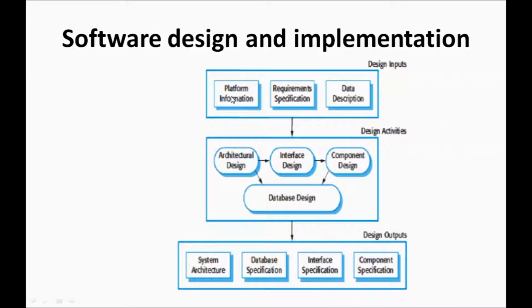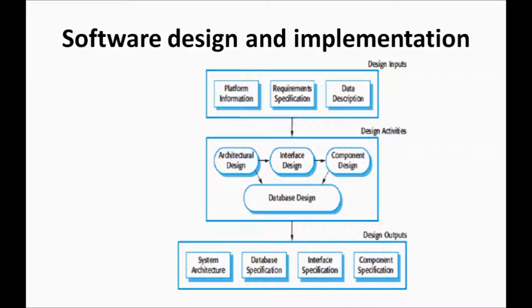Not only that, platform information is also needed. Platform information means while designing you have to consider which OS you are using, whether Unix or Windows, like that. It will be easy for you to design based on the platform along with the requirements. Along with that, you need data related information. What type of data are you using for your software?